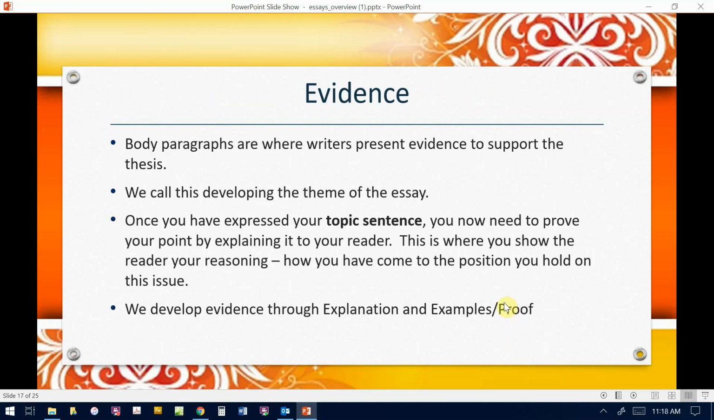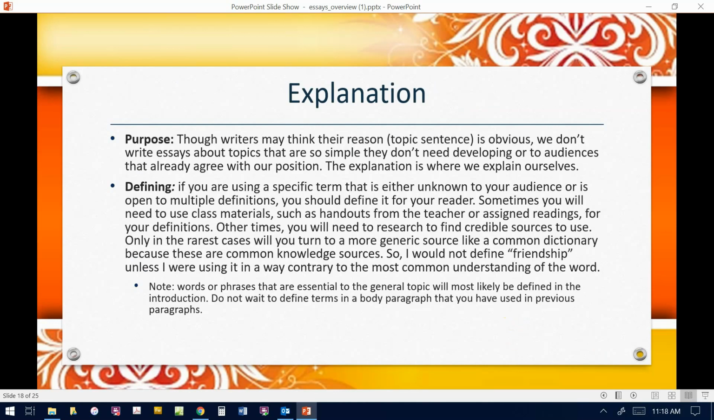The next section of the body paragraph comes immediately after the topic sentence, and this is where we provide evidence to support that topic sentence. Evidence comes in basically two things: one is explanation, and one is examples and proof. So for explanation, like it says here on your screen, some people may think that their topic sentence just makes it so obvious why somebody should believe what they're saying.